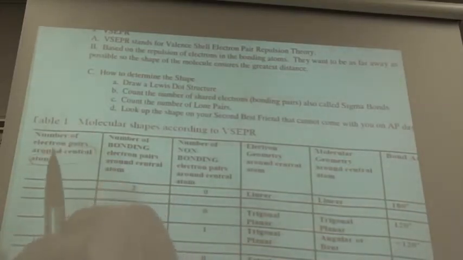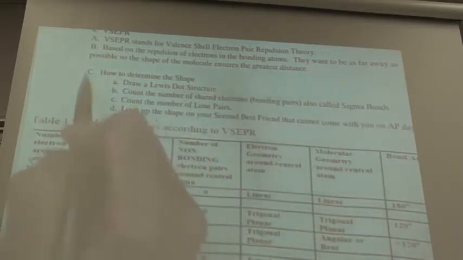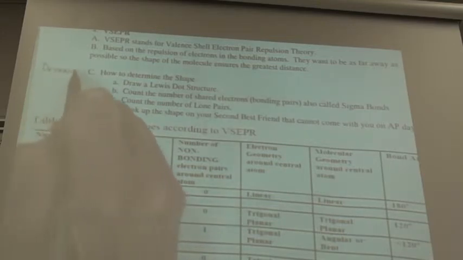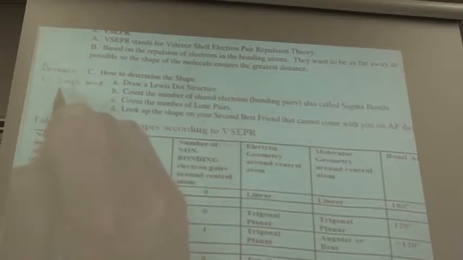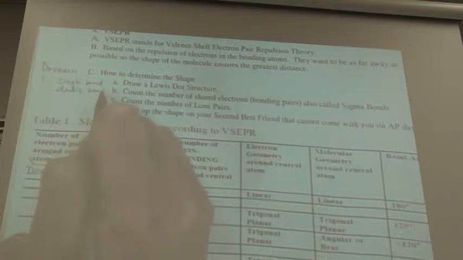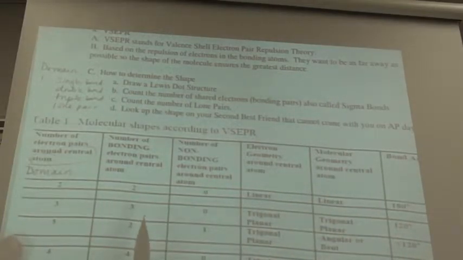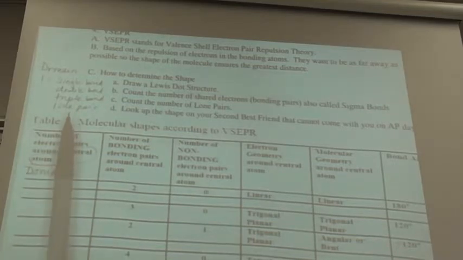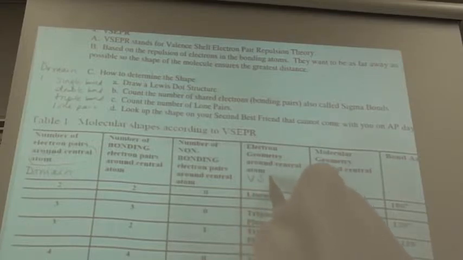The second thing that I want you to know is on your packet paper, we call these a domain. And we defined a domain as being one thing. One domain is equal to a single bond, a double bond, a triple bond, or a lone pair. When you're looking at the central atom, all of these things count as one domain. Now, these domains give rise to the electron geometry around the central atom, that's otherwise known as VSEPR.